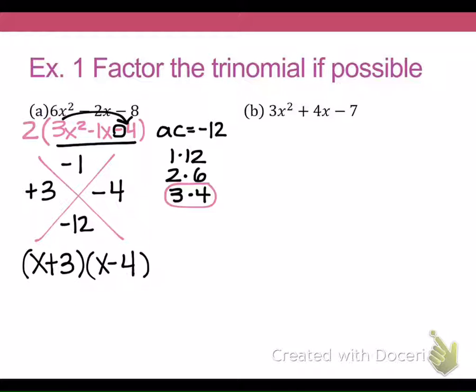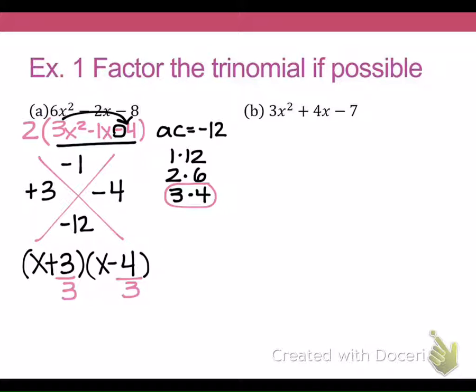Now, yesterday, this is where we would have stopped. However, since the leading coefficient is something other than 1, we've got to add 2 more steps. We've got to slide that a value down and divide both factors by that number. So what is my a value for this problem? 3. So I'm going to divide both factors by 3.